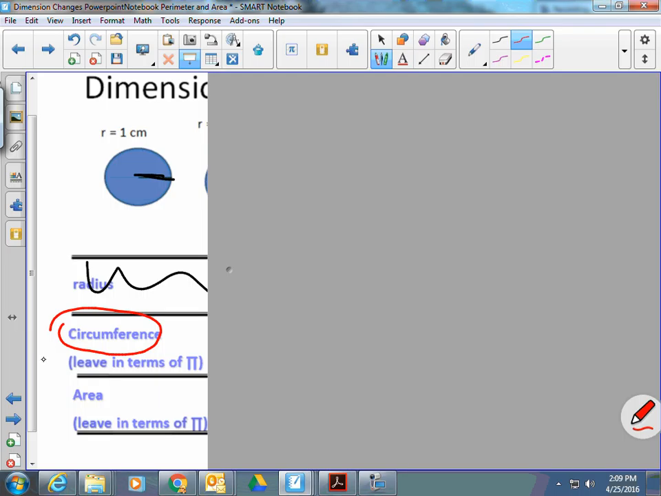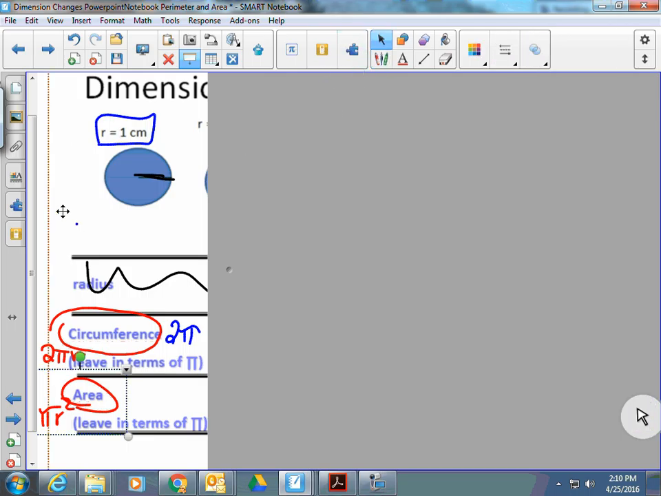What's the formula for circumference? Yeah, 2 pi r. And what's the formula for area of a circle? Pi r squared. So on this first one, my radius is 1, right? So this would be 1 times 2, which would be 2 pi. So again, don't multiply by that pi, just leave it there. And then down here, it's pi r squared, so that's pi 1 squared. What's 1 squared? 1, so this would be 1 pi.